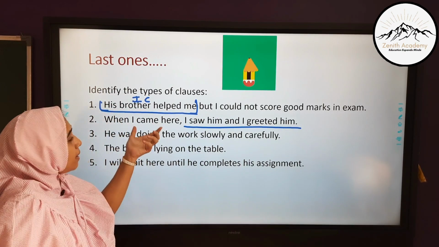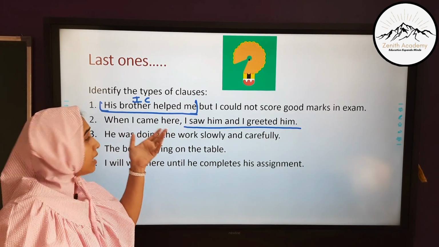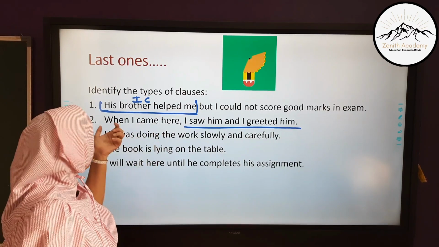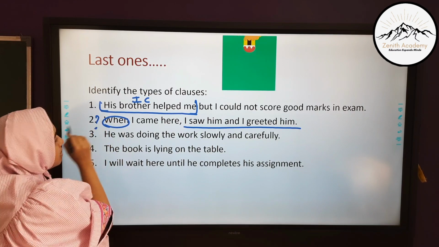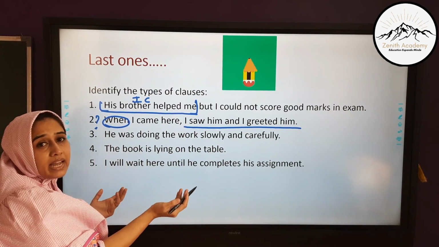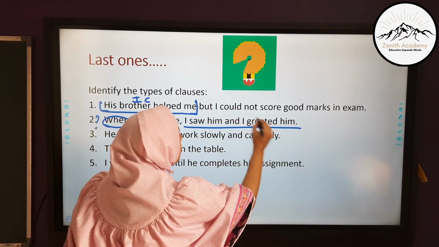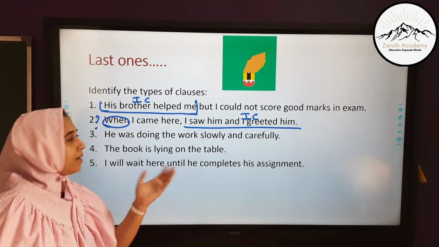But when I came here, this is not conveying the complete meaning. It has a subject I, it has a verb came. But when makes us realize that something is missing. What happened when I came here? I saw him and I greeted him. So without this independent clause, the meaning of the dependent clause is incomplete.